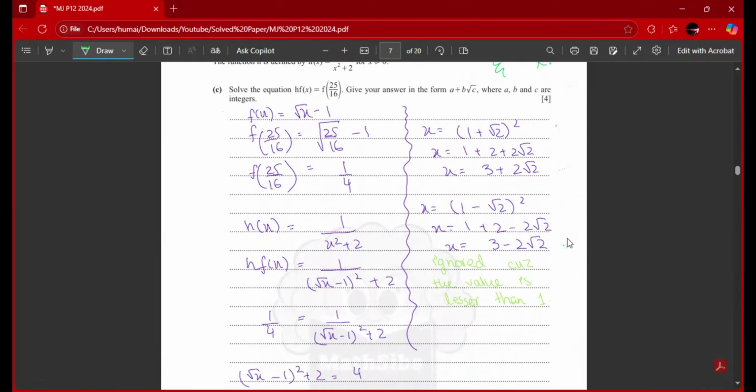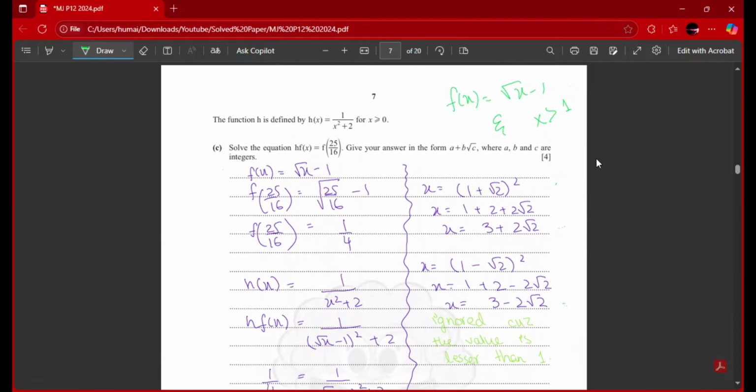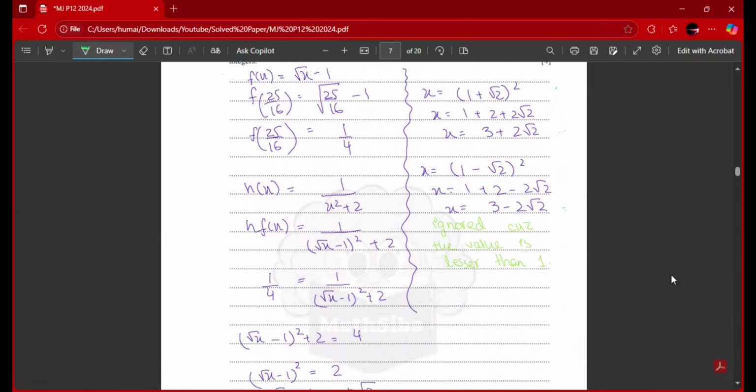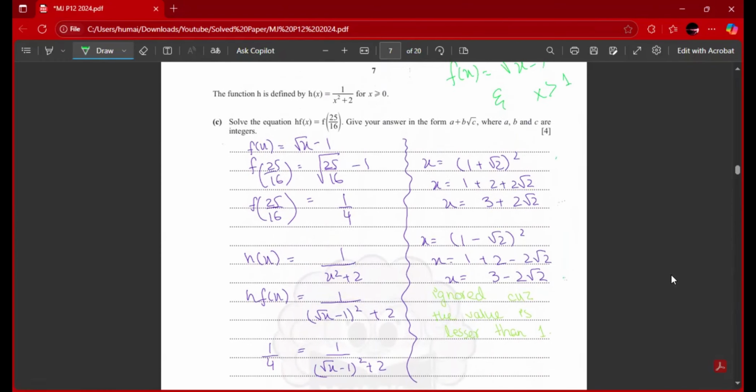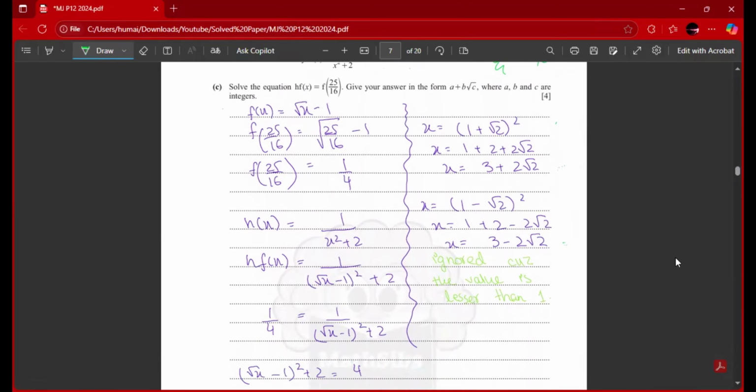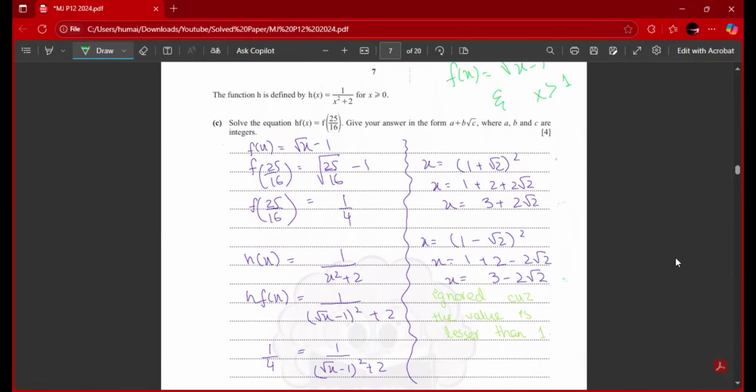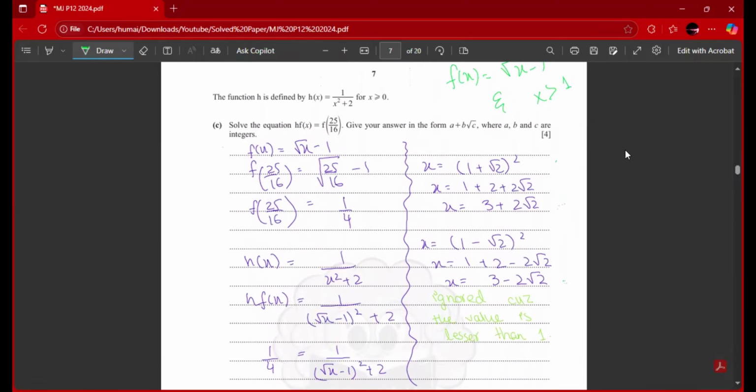But the answer is going to be only 1. And why is that? Well, you see, at the start, I wrote the domain for f of x. When you create a composite function, whatever value of x you get should be within the domain of our function f of x. So they say that x is greater than 0 and our x should also be greater than 1. It should be both greater than 0 and greater than 1.